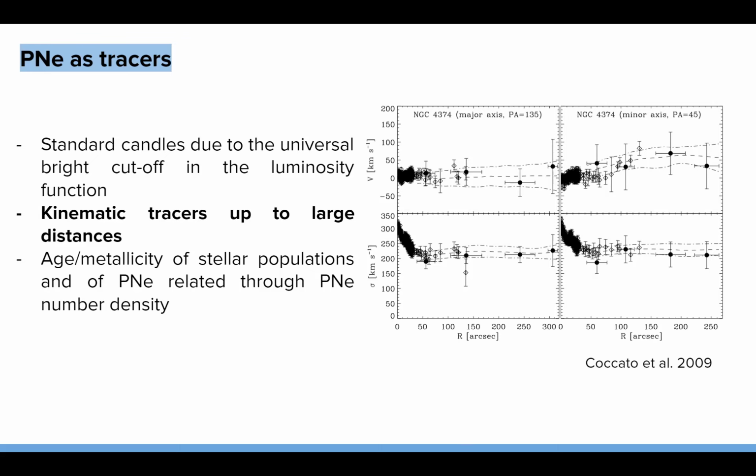But the idea is that we have all of these dots in the center, which are the measurements that they get from the stellar population. And then all of these ones are the ones that they get from planetary nebulae. So we can see that planetary nebulae allow us to extend our kinematic tracing up to very large distances. And this is very important because we want to try to trace the rotation curves of galaxies. We need to go as far as we can. Yeah, there are many more uses to this.